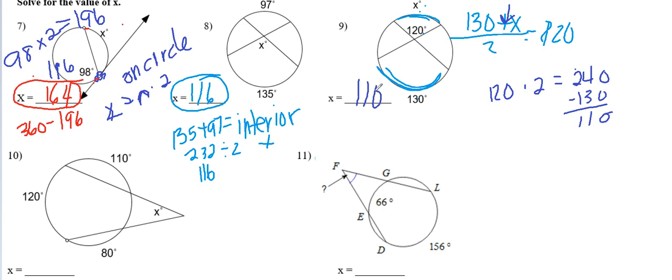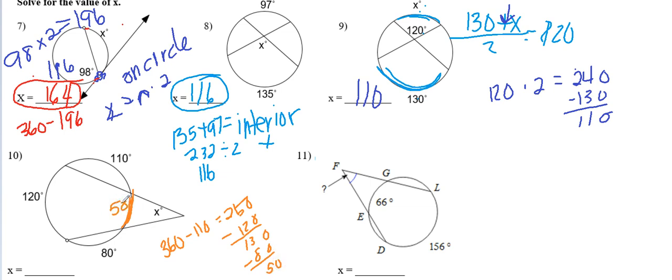Number 10 is a little trickier because they give you everything you need except the other arc. So you got to use 360 and you got to subtract the 110, which is 250. Then we got to subtract the 120, which is 130. Then we have to subtract the 80, which is 50. Now we know this is 50.